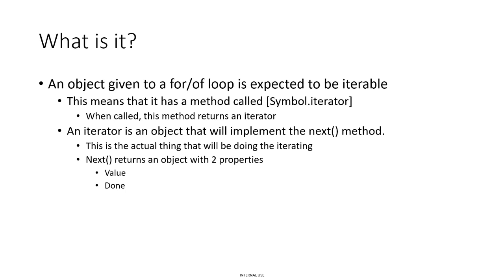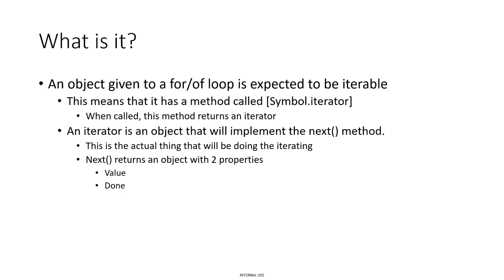Think about it like you have an object called pies, it's Thanksgiving time. You call pies dot symbol dot iterator, with the square brackets. I know it's going to look weird, but we're going to see an example on the next slide. This returns an iterator.